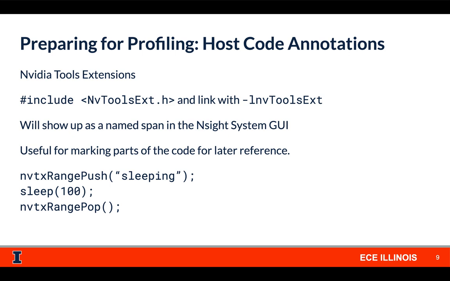To do this, you have to annotate your host code a bit, so you'll include a particular header, the nvtx header, and you'll also have to link against this library. But then you can use nvtxRangePush to add a span to your code, and nvtxRangePop to remove that span. This is like a stack, so you can push twice and then pop twice, and you'll get nested spans that show up. And we'll see an example of that towards the end of the lecture.